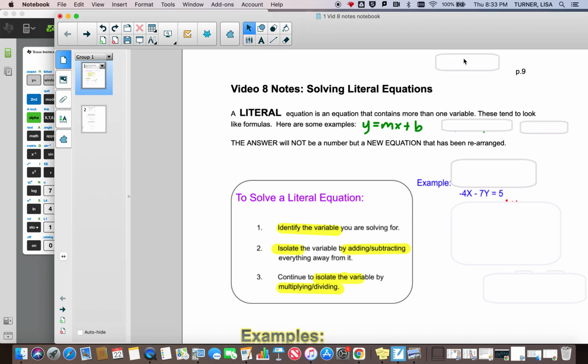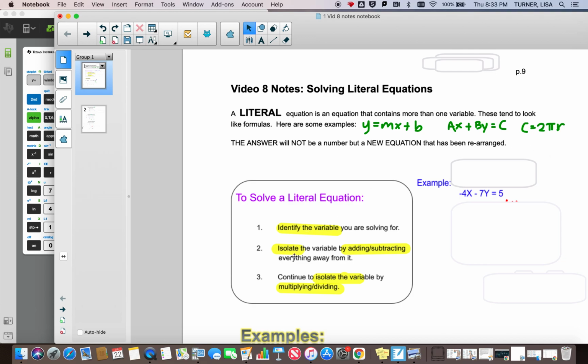Y equals mx plus b. That's a literal equation. It's full of letters. All right. Ax plus by equals c. That's a formula for a different kind of equation. And c equals 2 pi r. That's the circumference of a circle. All right. The answer is not going to be a number, but a new equation that's just been rearranged.